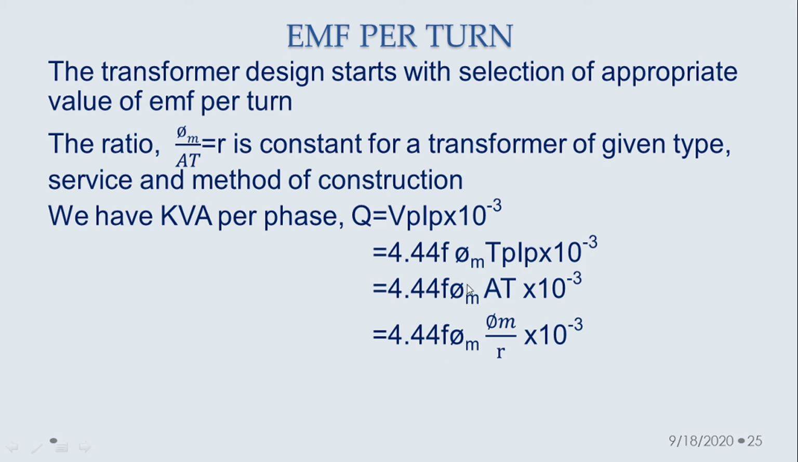AT you can write from here. AT is nothing but phi-m divided by R, the reluctance, because it is a constant. So Q equals 4.44 F phi-m squared divided by R into 10 to the power minus 3. From this, phi-m squared equals Q into R divided by 4.44 F into 10 to the power 3, correct.